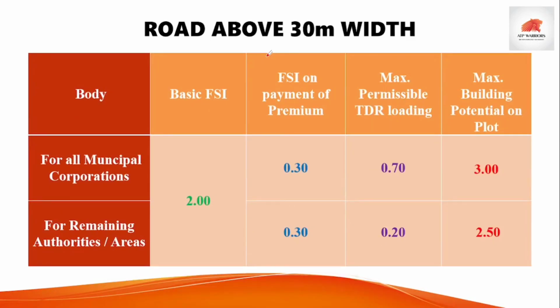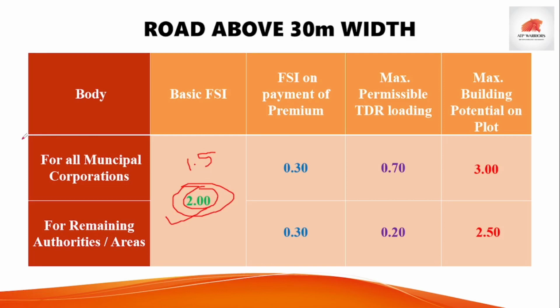Okay, so the third, last one is the road width above 30 meter. So let's move toward the table first, then we'll see the diagram illustration. So in the table what they have given, the basic FSIs remain as it is. Only in the case of road width below 9 meter, the basic FSI is 1.5. Otherwise, in all conditions, for any road width, the basic FSI remains 2. Okay, so keep this also in mind.